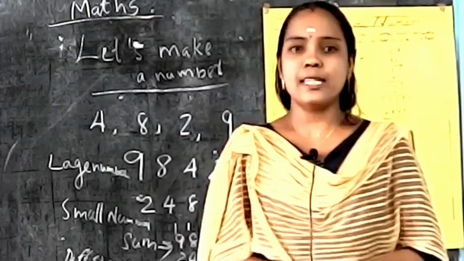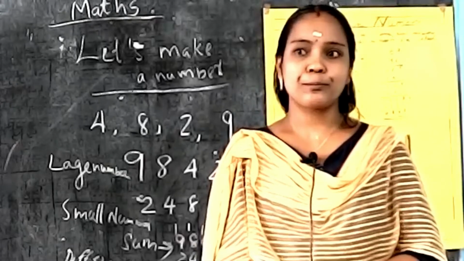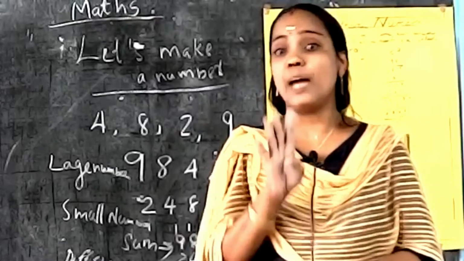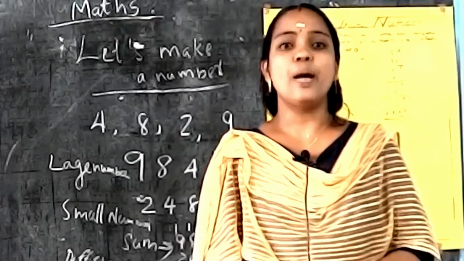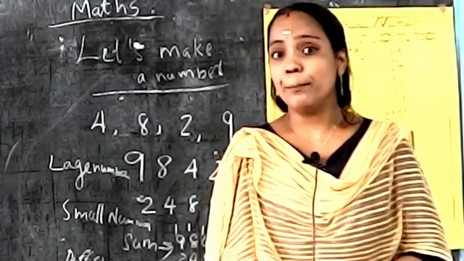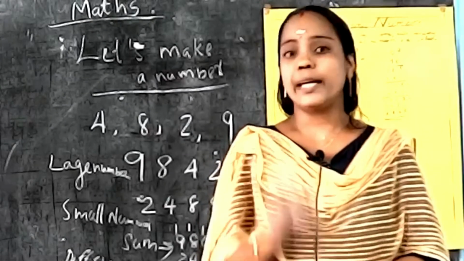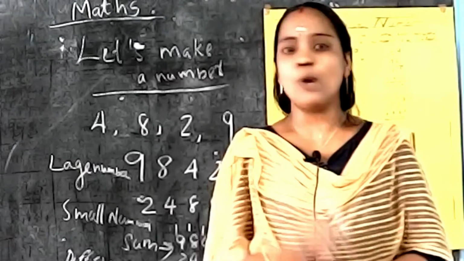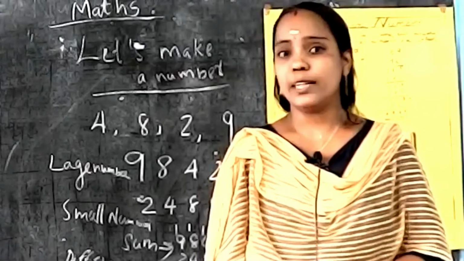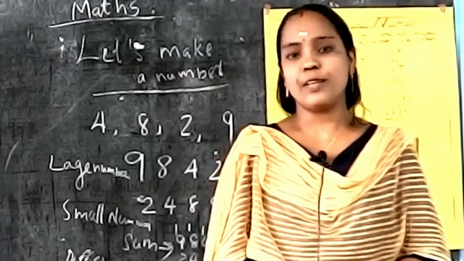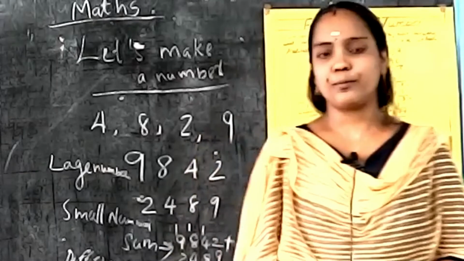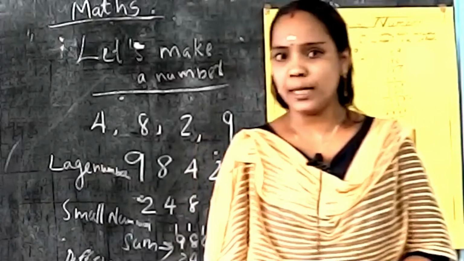Our first game is over. What is the first game? A 4-digit number, four numbers are given. Using those numbers, make a largest number and a smallest number. Next, find out the sum and difference of the numbers. This is a sure question in our examination. Okay. Did all of you understand this topic?